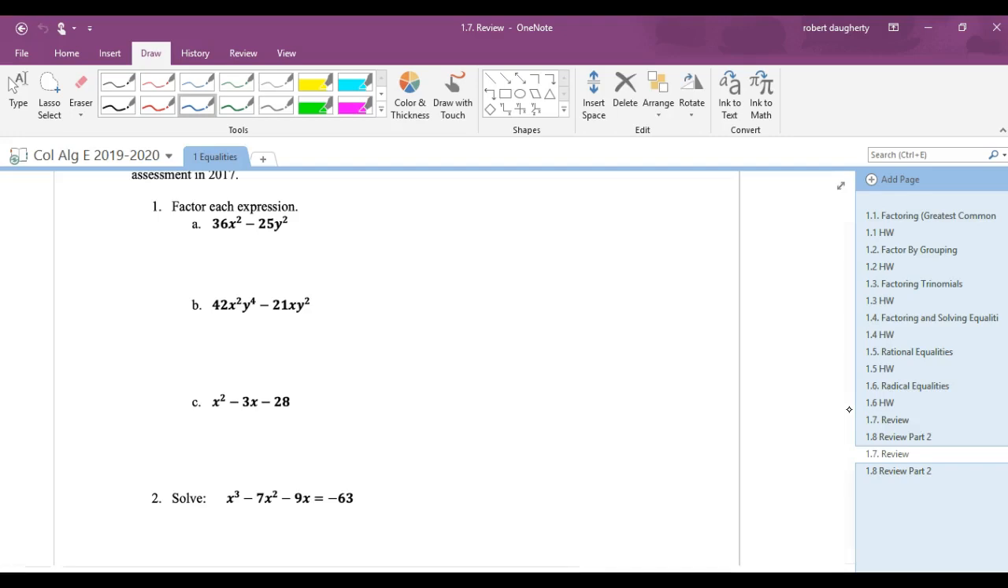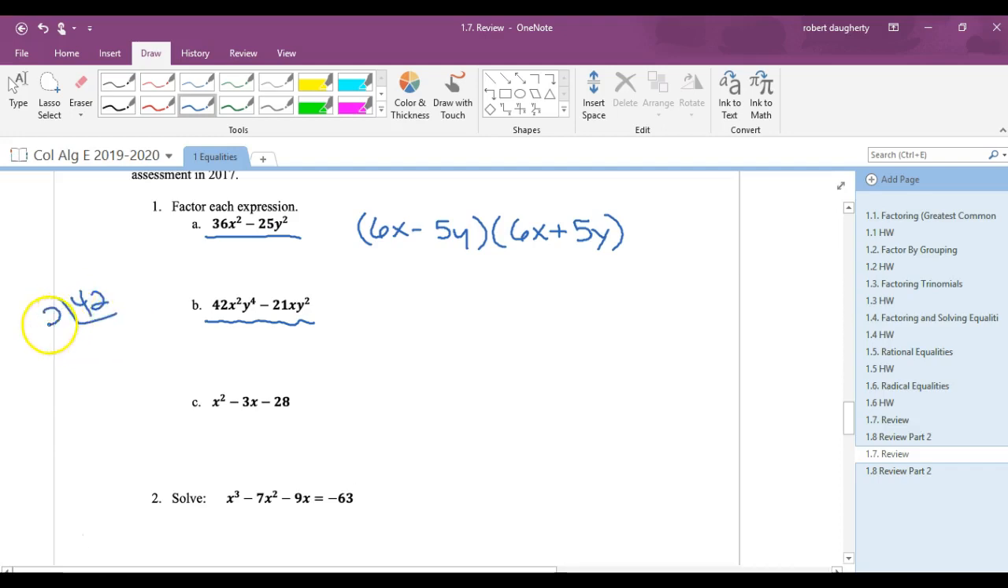Okay, factoring. This looks like the difference of two squares. So 6x minus 5y times 6x plus 5y. If I look at the next one, it's a little bit confusing. I don't quite see perfect squares. Let's see if they have anything in common. It looks like they have a 7 in common, but they also have 21. 42, if you divide that by 2, you get 21. So 21 is the greatest common factor of those two numbers.